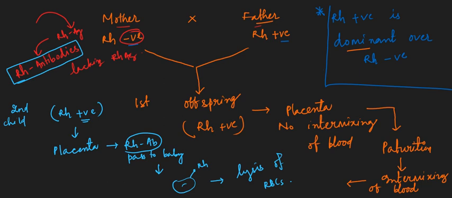So the baby will suffer from hemolysis, or the baby will be born with anemia. That means absence of red blood cells. Why? Because the cells are being destroyed due to the presence of Rh antibodies in the mother's body. So this whole process is known as erythroblastosis fetalis. It is a blood related disorder of the offspring, or of the fetus.